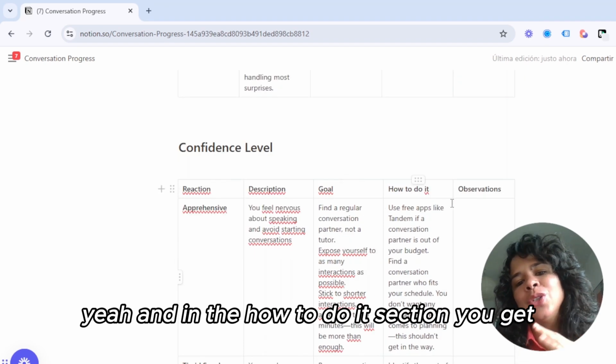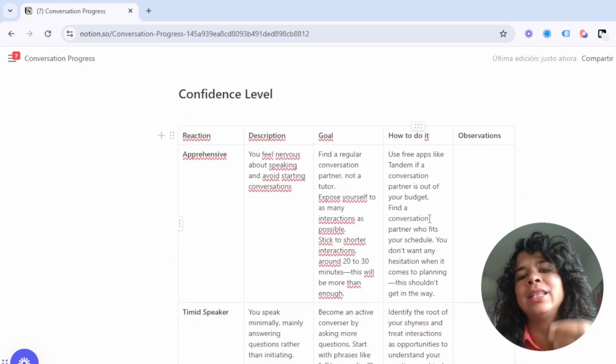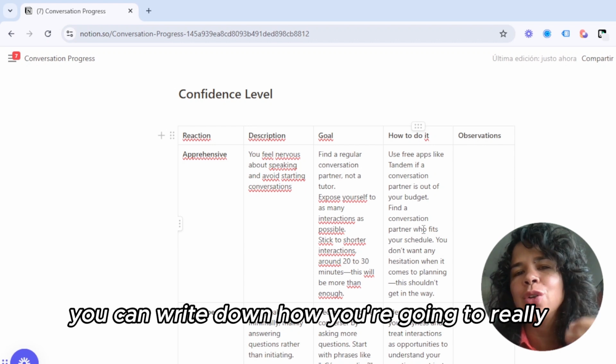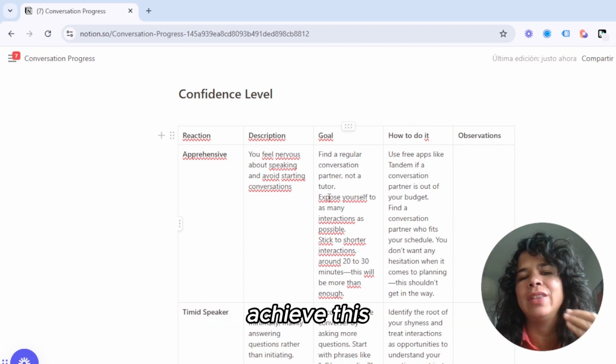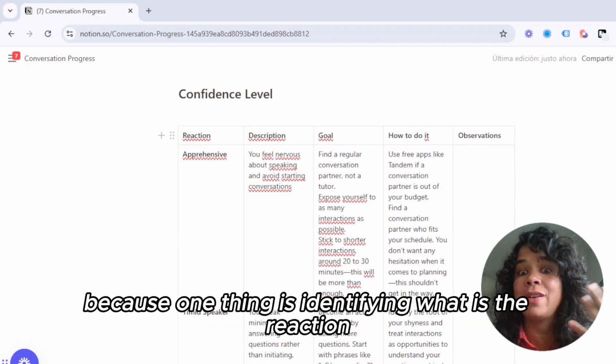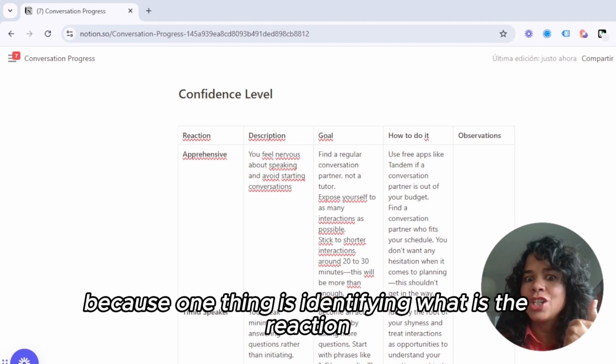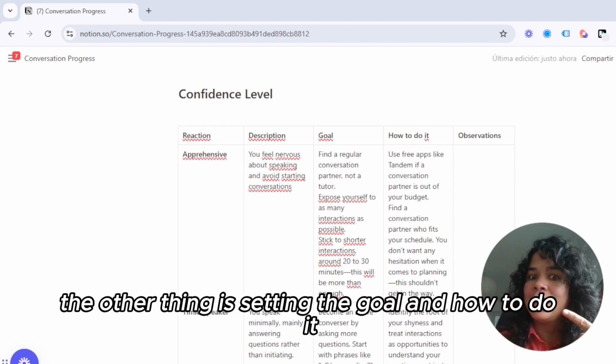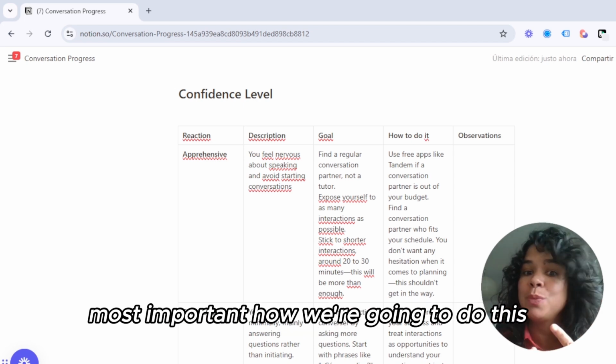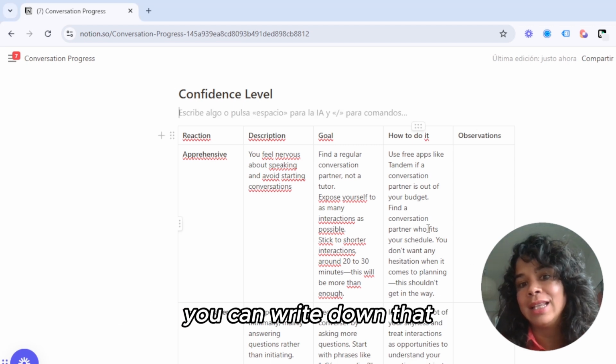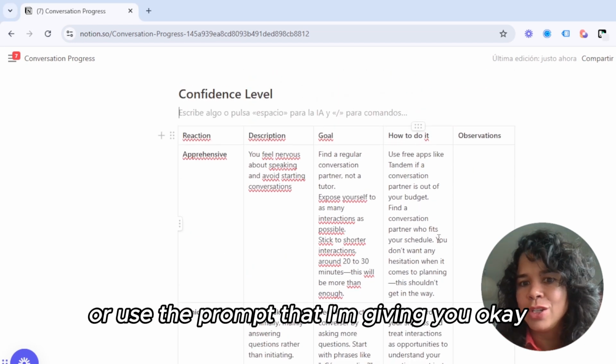And in the how to do it section, you can write down how you're going to really achieve this. Because one thing is identifying what the reaction is, the other thing is setting the goal and how to do it. Most important, how we're going to do this. Well, here you can write that down or use the prompt that I'm giving you, okay?